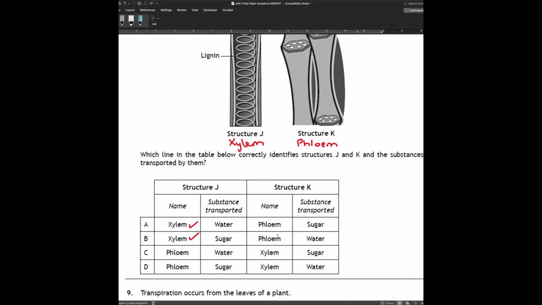Structure K is the phloem. So we know it's going to be A or B. We know that the xylem transports water and the phloem transports sugar. So therefore, the only correct answer is A. Hopefully that was fairly straightforward to work out. If not, you need to look at your xylem and phloem again.